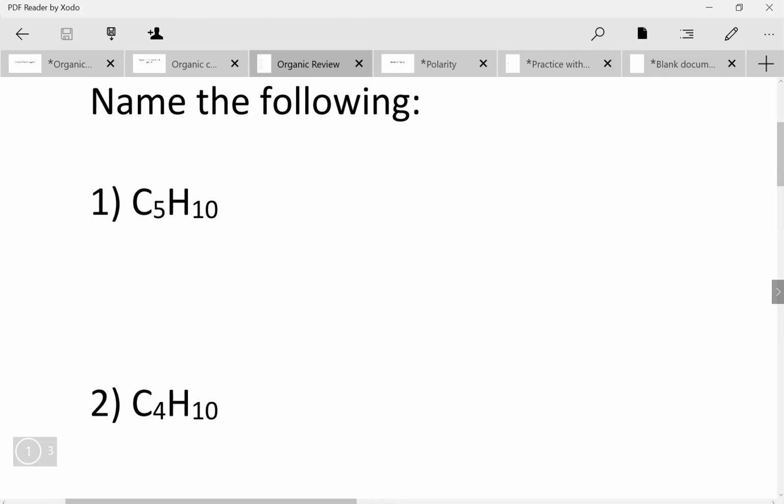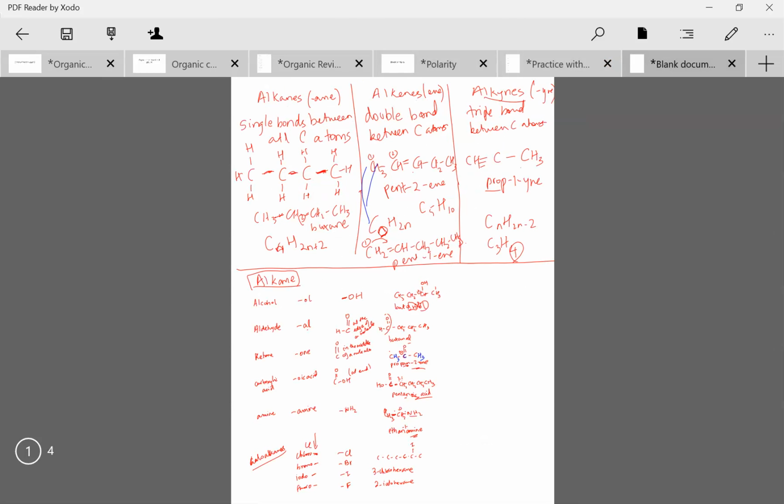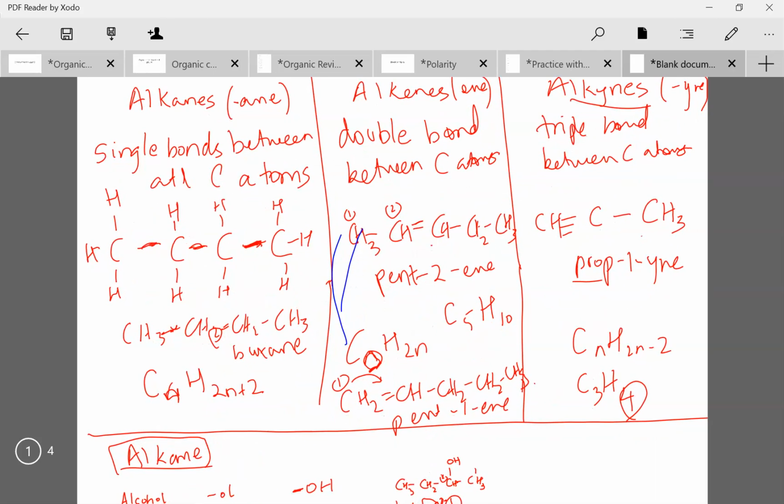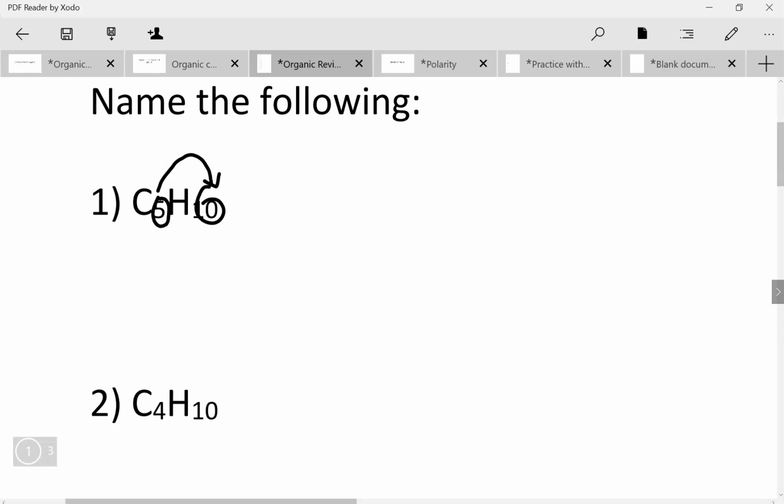So here, if we have 5 carbons, there's exactly double the hydrogens, and we know that is a property of an alkene. If we go back to our thing here, we know that alkenes are CnH2n, double the hydrogens, so we can know that's an alkene. And there's 5 carbons, so we have to add the pent. That's this one.